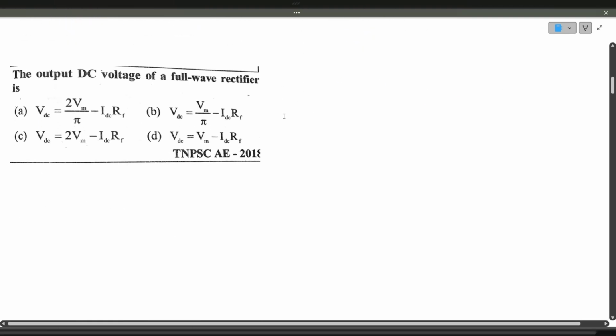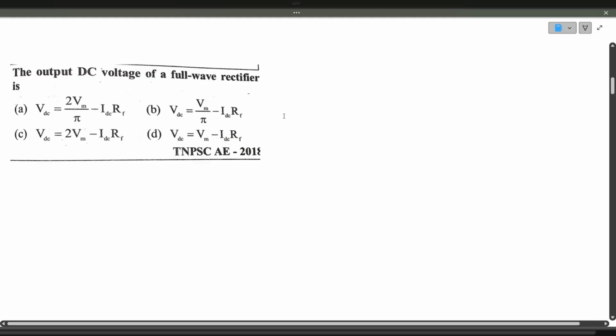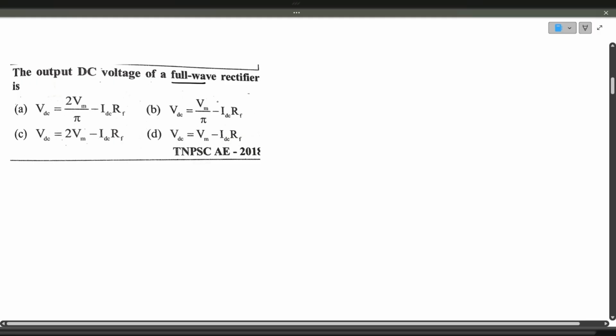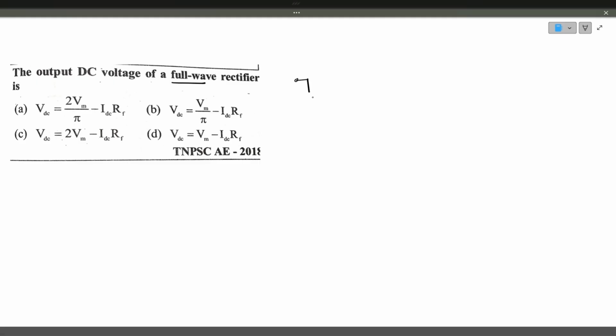Now we'll see the next question. The output DC voltage of a full wave rectifier is, here he's asking the average output DC voltage of a full wave rectifier. We have two types of full wave rectifiers. This is the center tapped full wave rectifier, where we have two diodes, diode D1 and diode D2, and a load resistance in between. There is a tapping in between.